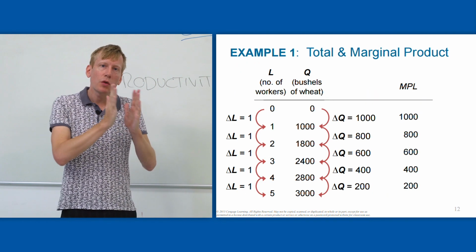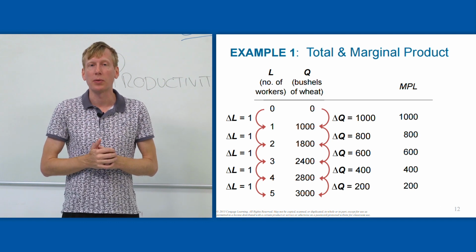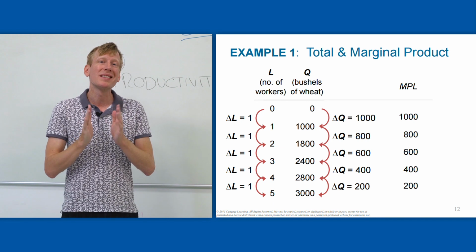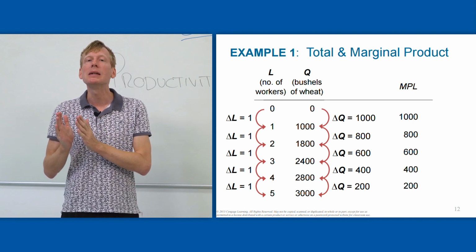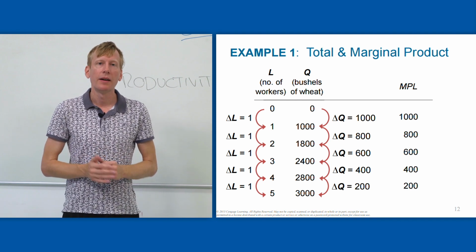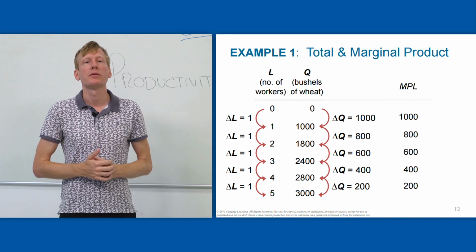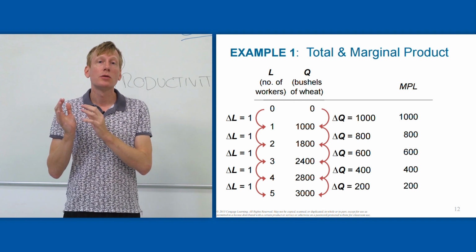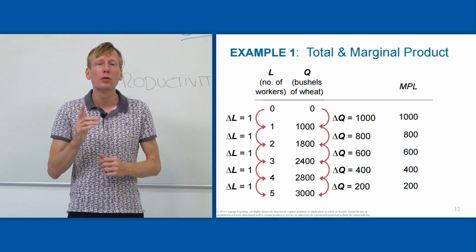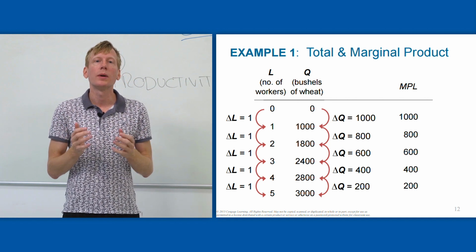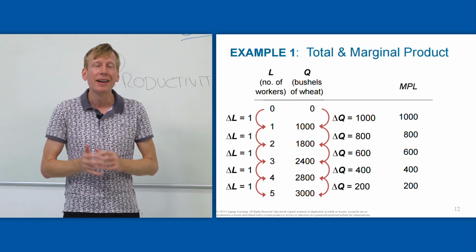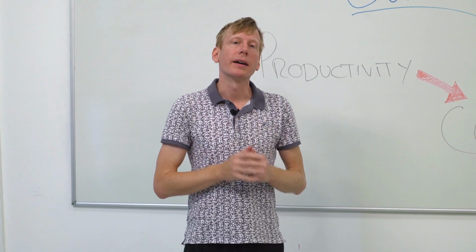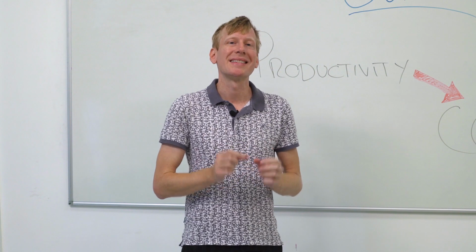So if we take that schedule from the previous slide, we can convert it to marginal product to see what the marginal product of the first worker is, and the second worker, and the third worker, and the fourth worker, and the fifth worker. And what we'll see is that that marginal product is diminishing as we increase the number of workers. That marginal product is diminishing from 1,000 for the first worker to 800 for the second worker. That's 1,800 minus 1,000. To 600 for the third worker, 400 for the fourth worker, and 200 for the fifth worker. Now, we haven't shown what would happen if we add a sixth worker, but given the rate at which marginal product is diminishing, the sixth worker might not add anything at all, because the sixth worker might be entirely unnecessary.